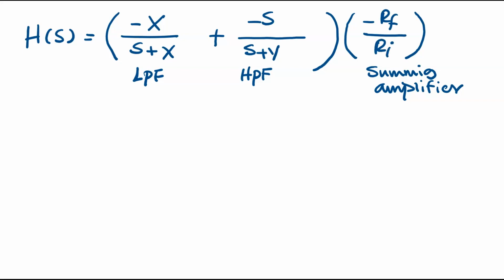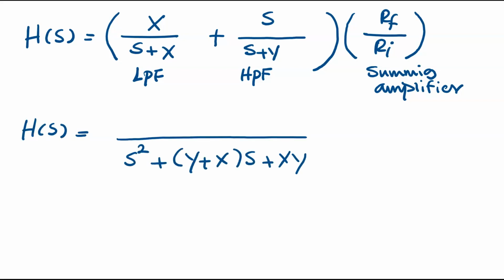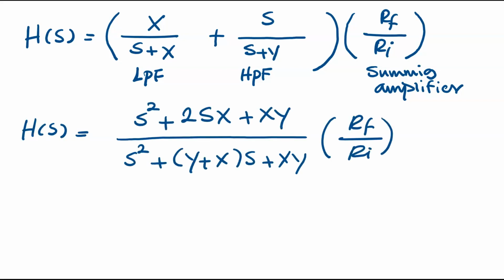What I'm going to do here is cancel out the negative here and the negative that I have inside this parenthesis. So now let's look at the transfer function after rearranging and bringing these two fractions into a common denominator. Okay, so this is going to be my transfer function. Now here in the denominator I have xy, which is going to be my cutoff frequency squared, and the coefficient of s is y plus x.